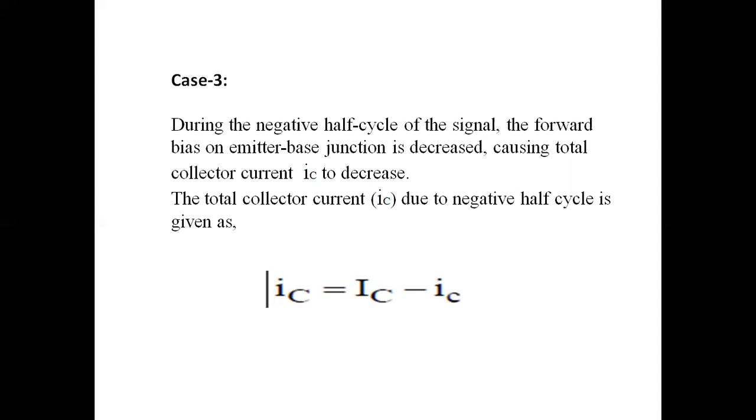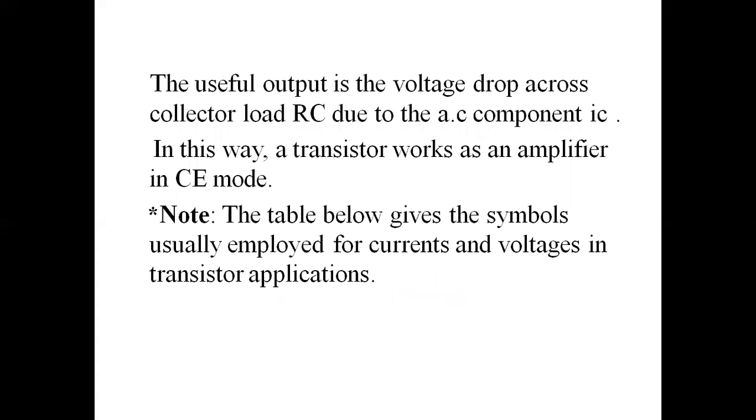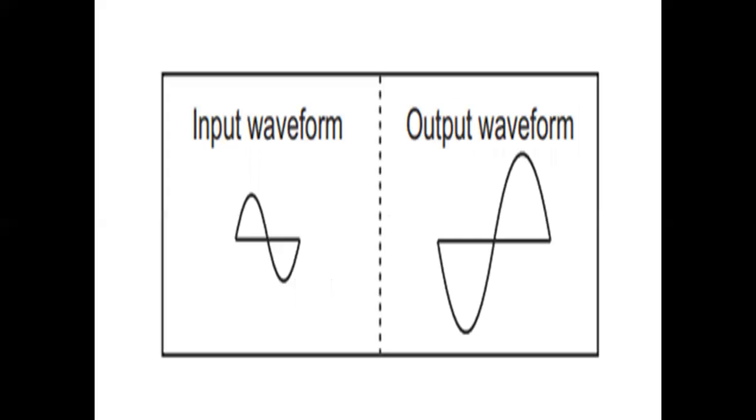minus ic. Okay. The useful output voltage is the voltage drop across the collector load, that is RC, or collector resistance, due to the AC component ic. In this way, a transistor works as an amplifier in common emitter mode. The table below gives the different terminology which we are going to use for currents and voltages in this transistor applications. If you observe the output waveform, see here.